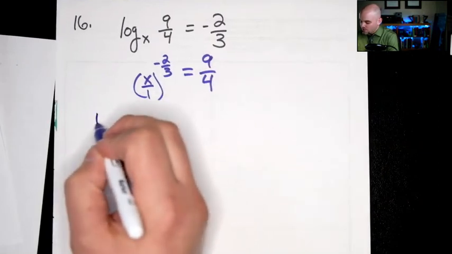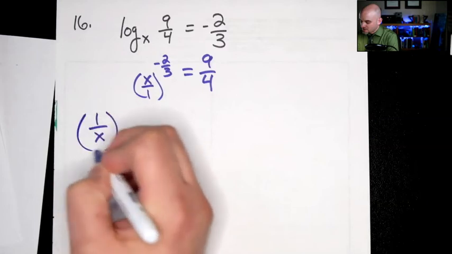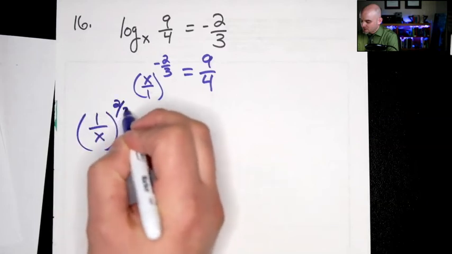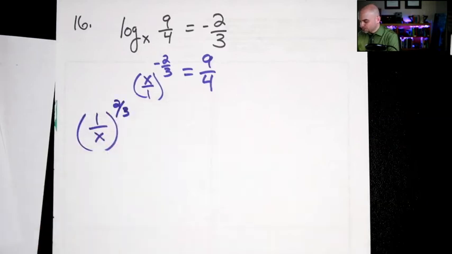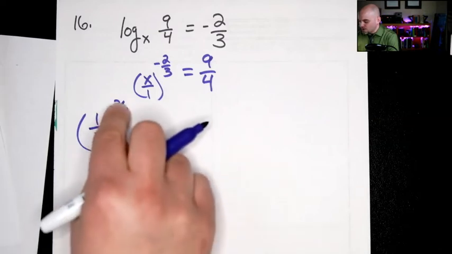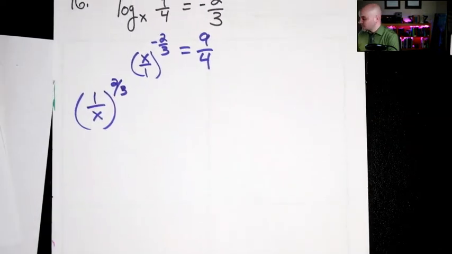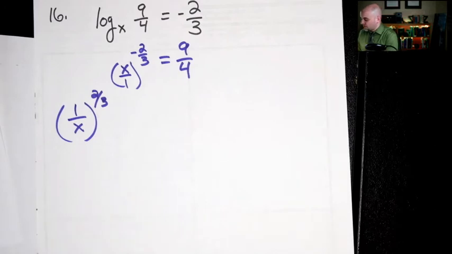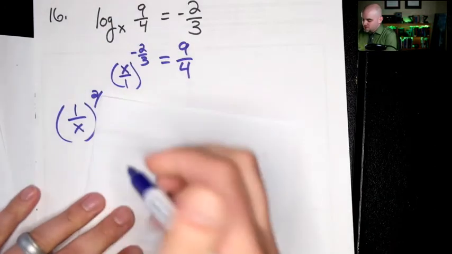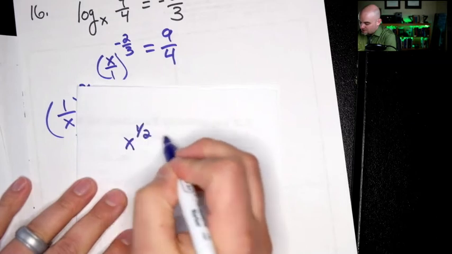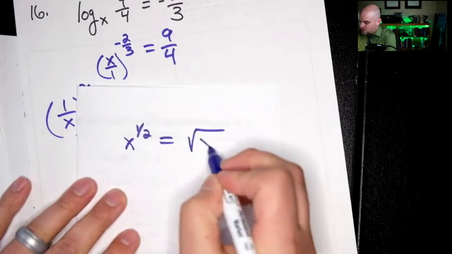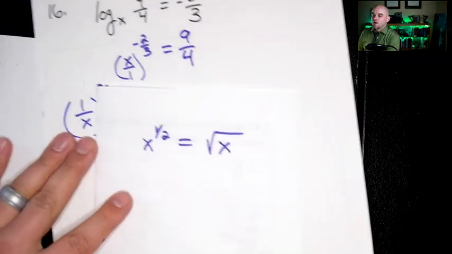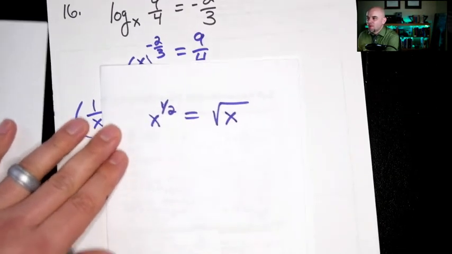So I end up with 1 over x raised to the power of positive 2/3. Now remember what raising to a fraction does. If you forget, what I like to do is go back and just do this. I think most students have it memorized at this point that raising something to the 1/2, like x to the 1/2, is the same thing as the square root of x. If you don't, get that down because we will see that a bunch.